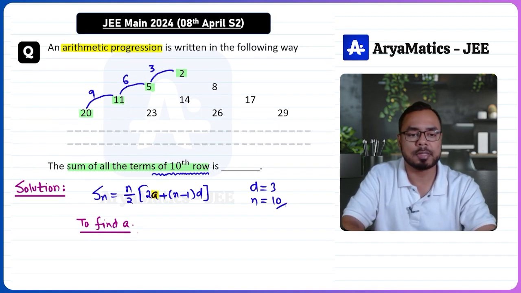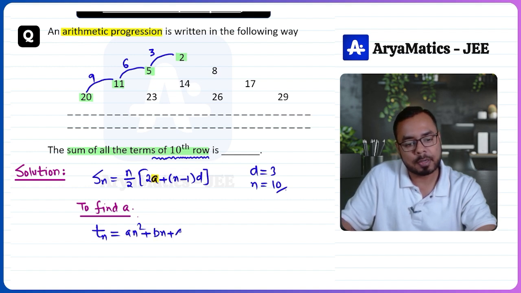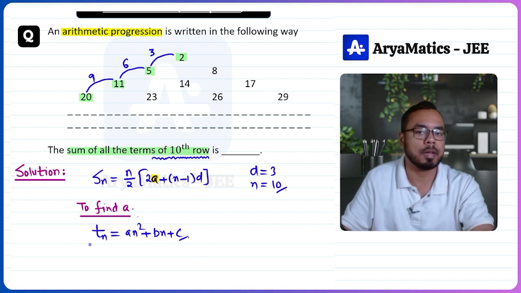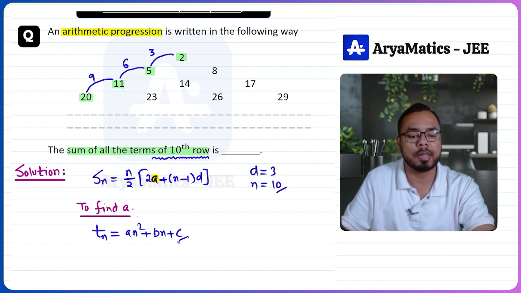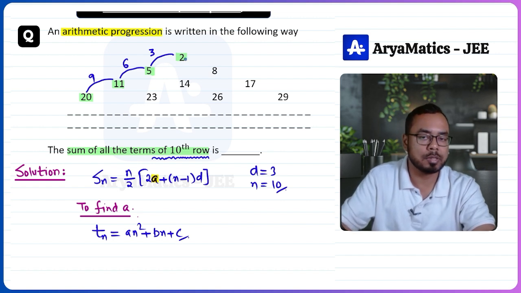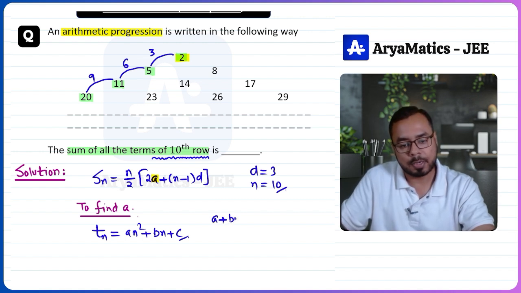And we know that if the differences are in AP, then we have this standard formula that the nth term will be an square plus bn plus c. This is the standard formula for finding the first term. And how do we get the values of a, b, c? For that we can use different equations. The first term is 2, so that means a plus b plus c will be 2.